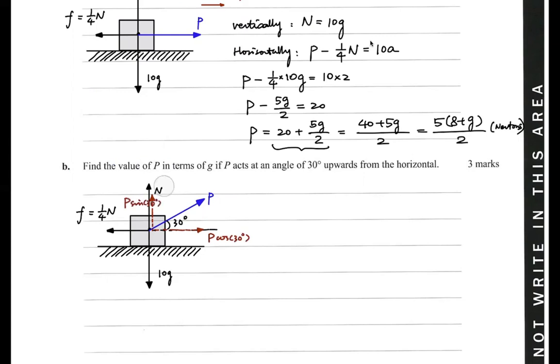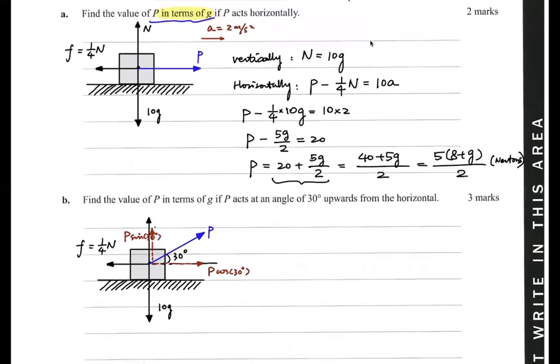But here, I won't use the letter N as in the previous part again, because now my N, the normal reaction, is no more 10G. It's actually 10G minus P sine 30 degrees. So I'm writing R instead of N. And my friction here should be F2, a different friction force in a different case. This will be 1/4 R, which is the new reaction force.